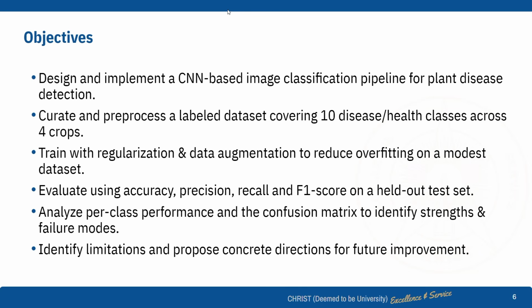Our project has several objectives. We first wanted to build a CNN based image classification pipeline. Second, we prepared a dataset containing 10 classes across 4 crops. We also used augmentation and regularization techniques to improve generalization. For evaluation, we used accuracy, precision, recall, and F1 score. We also analyzed the confusion matrix and class wise performance to understand the strengths and weaknesses of the model. Finally, we identified limitations, possible improvements, and further development.